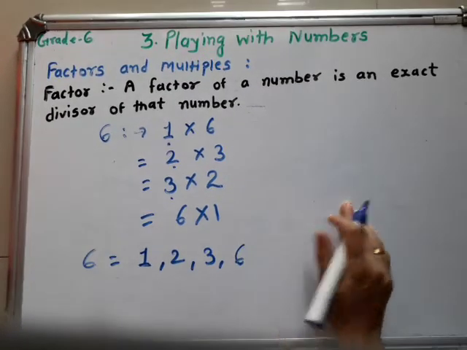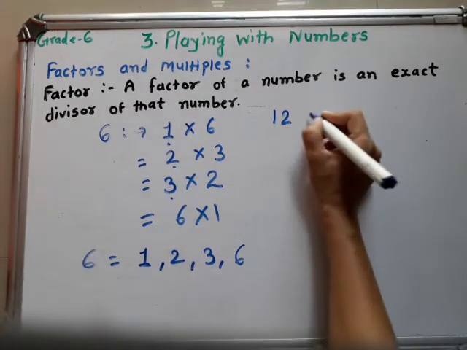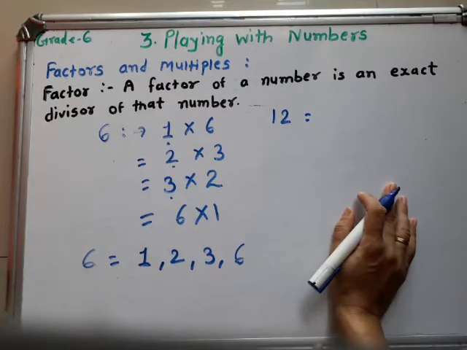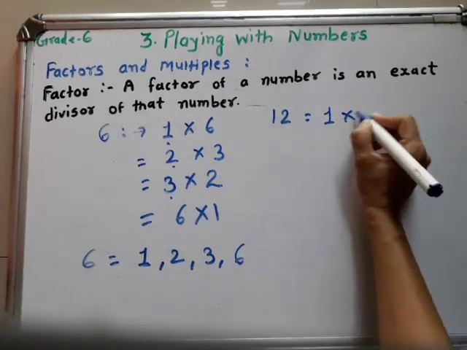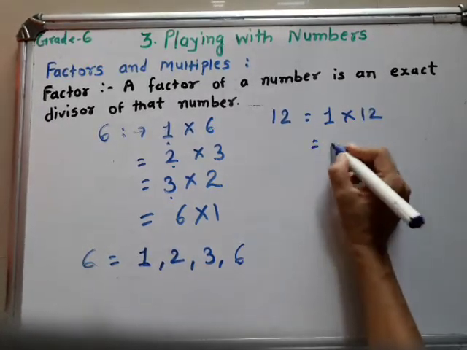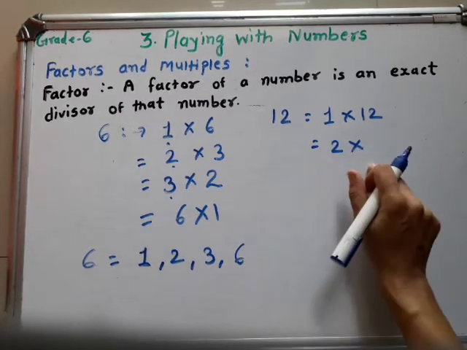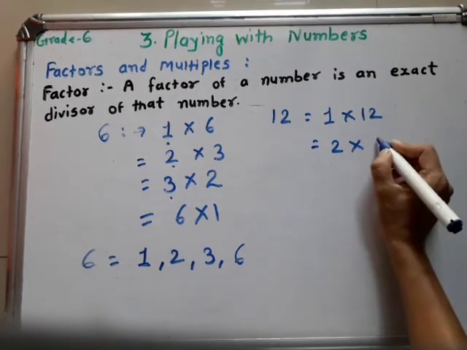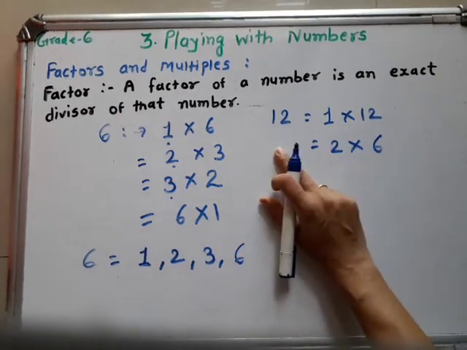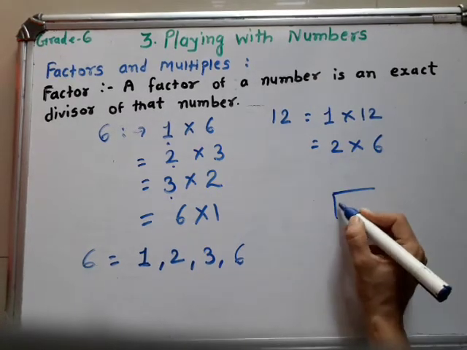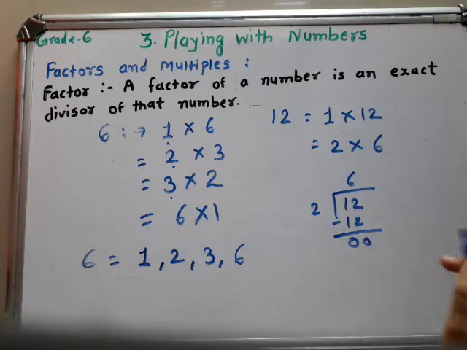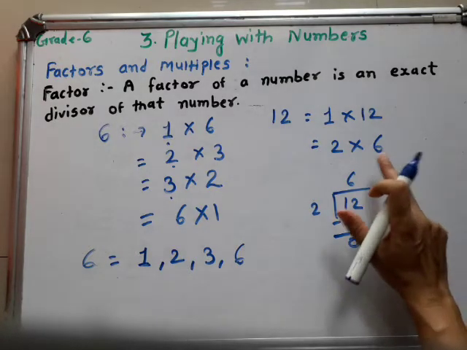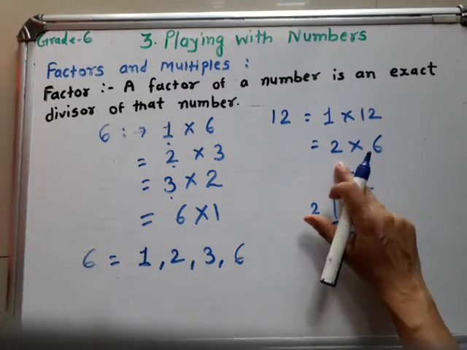Now again suppose we take the number 12. So what are the factors of 12? Again we start from 1. 1 12s are 12. Then 2. Say the table of 2. 2 6s are 12. So we get again remainder 0. So 2 is a factor of 12.